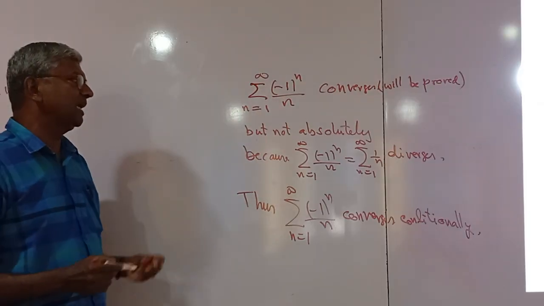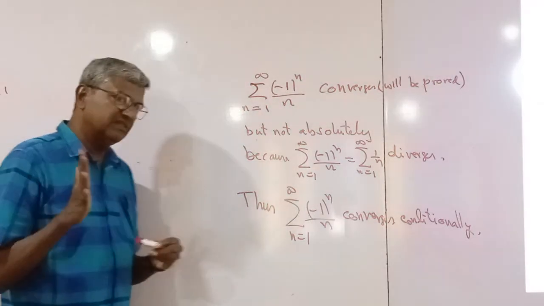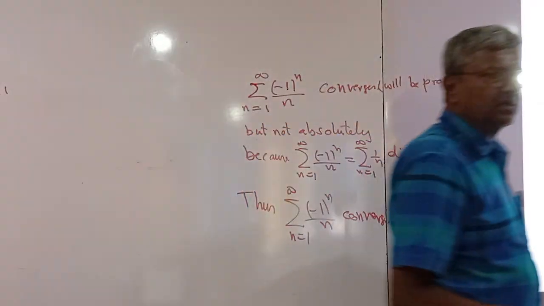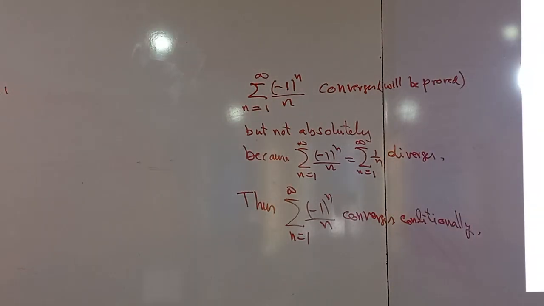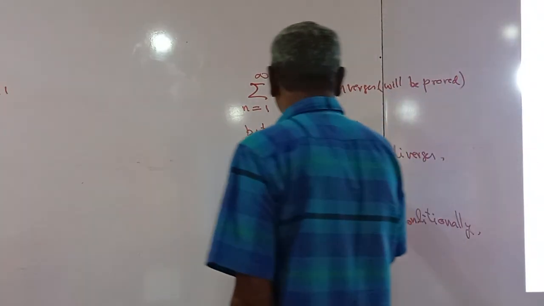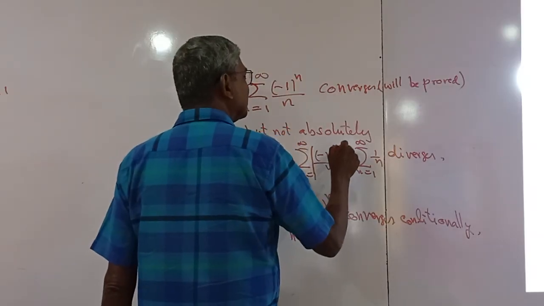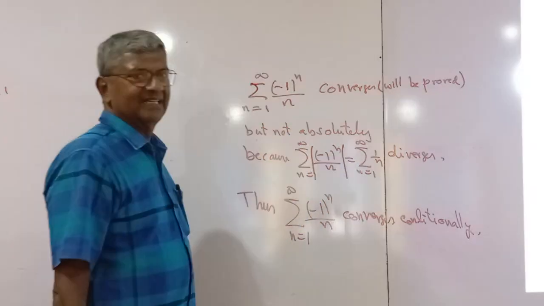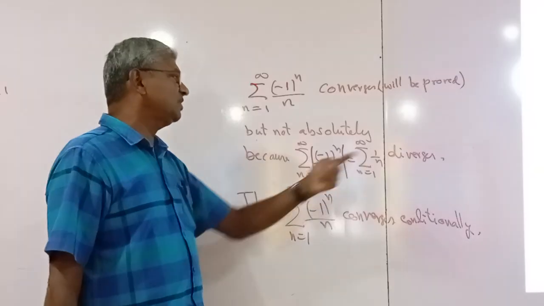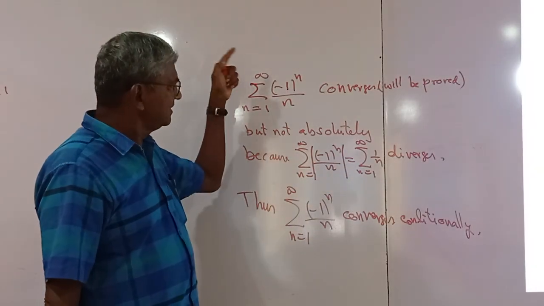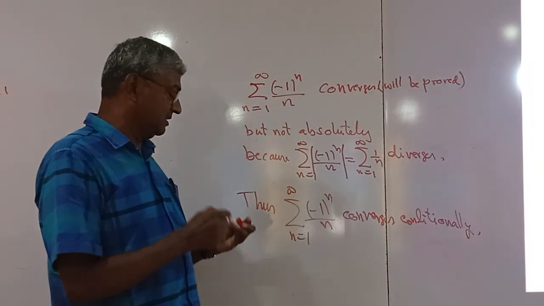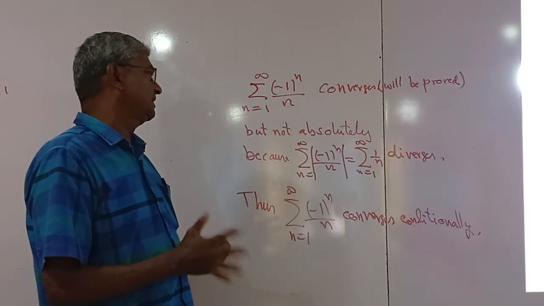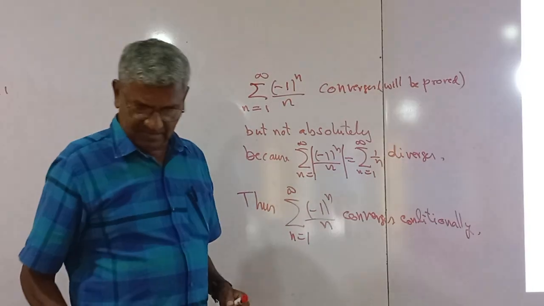So I need to prove that. So conditionally convergent means it converges but not absolutely. With absolute value it is not convergent. Without absolute value it is convergent. So we say it is conditionally convergent.